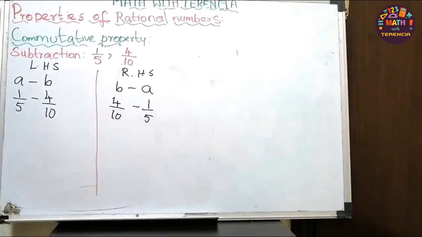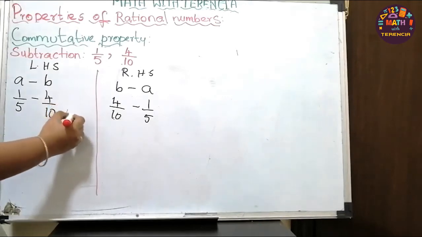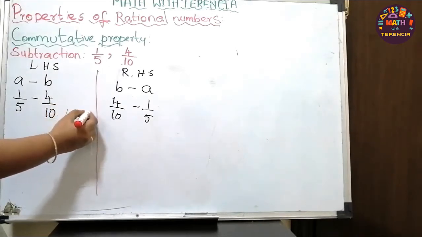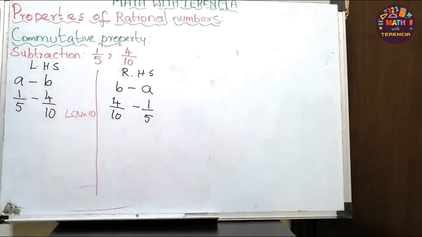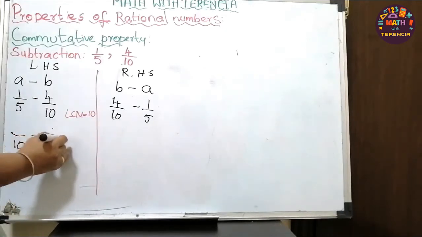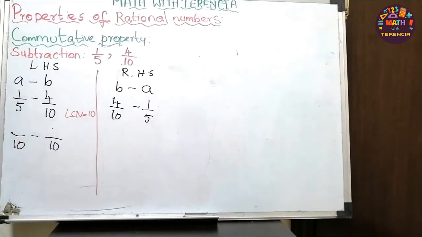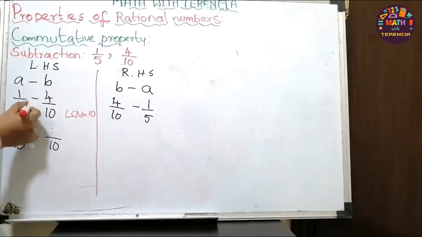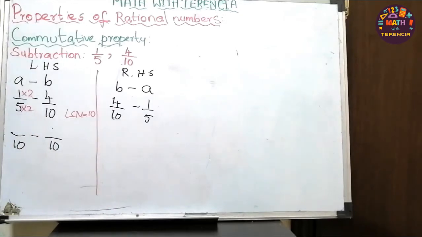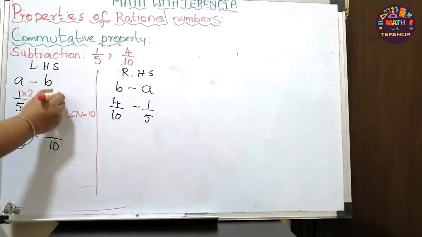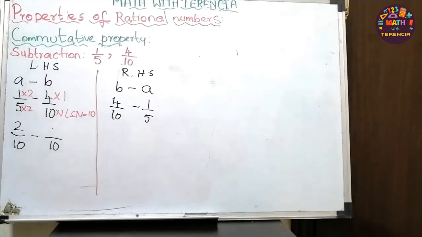And the LCM of 5 and 10 is 10. I need to change the denominator as 10 for both the fractions. 5 times 2 gives me 10, so I multiply both the numerator and the denominator by 2. So it is 2 by 10. Here it is already 10, so it is enough if I multiply by 1.